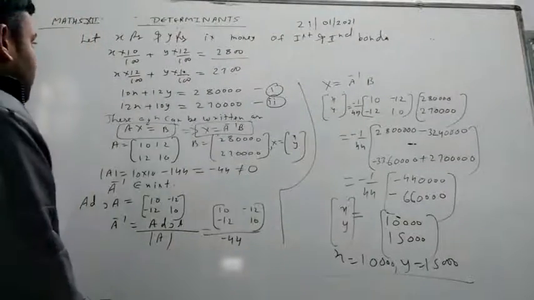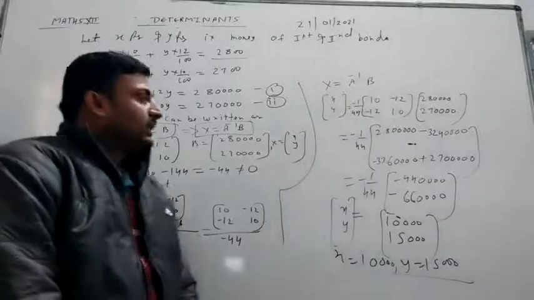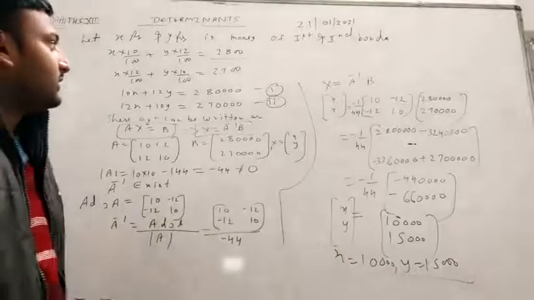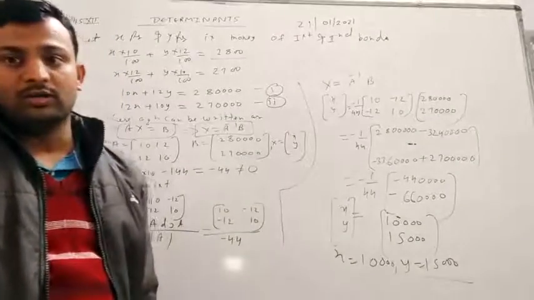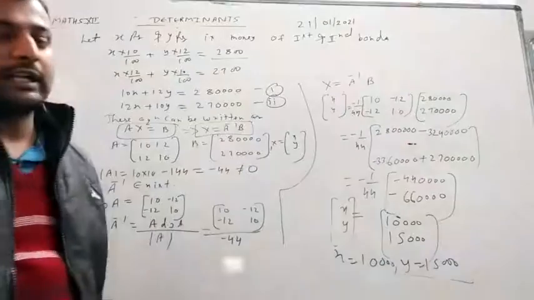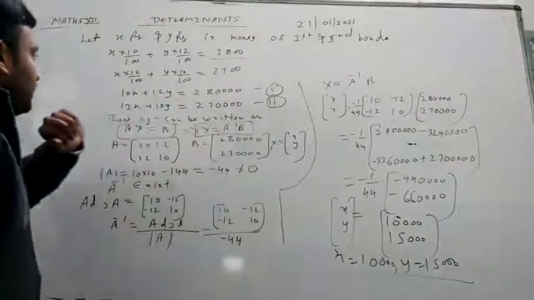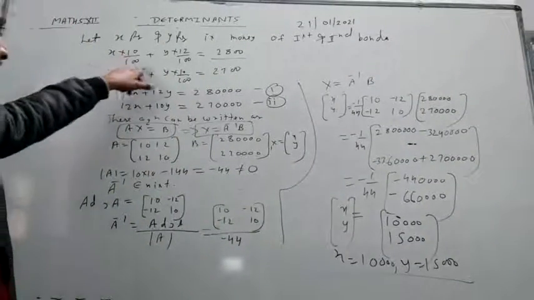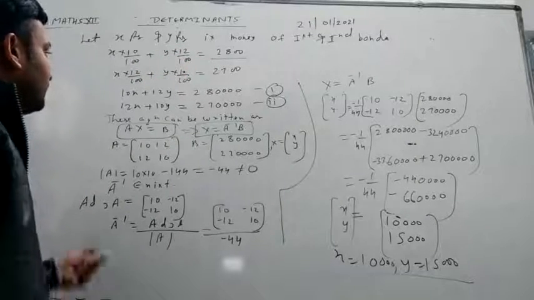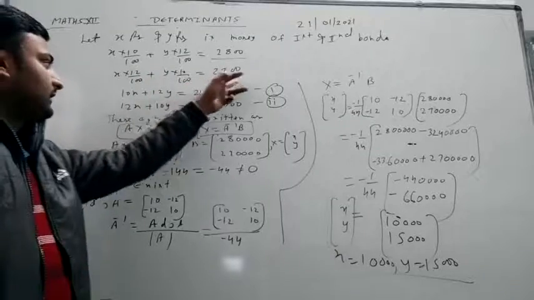First we are given that we are investing our money in two types of bonds, at first 10% interest and at second 12% interest. Total interest we are getting is 2800. So first equation will be x into 10 by 100, y into 12 by 100. This is 2800. Now when we interchange the values, we get the second equation.